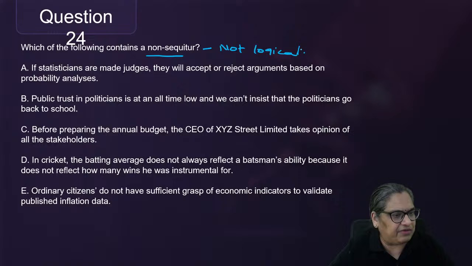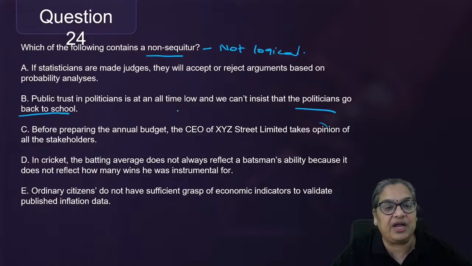Reasonable, rational. Public trust in politicians is at an all-time low. People don't trust politicians anymore. We can't insist that the politicians go back to school, go back to their basics. So if their trust is at an all-time low, why can't you do that? So this is not the logical thing that follows. Therefore, the answer is B.